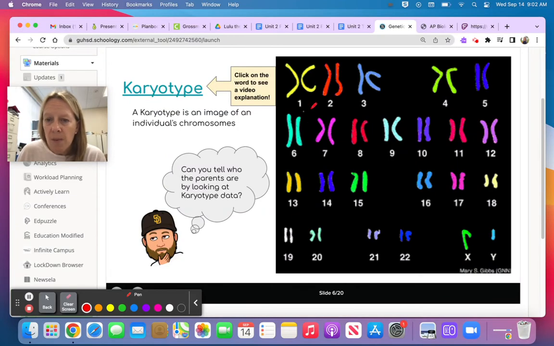So a couple important things here. You can see that there's two number ones, two number twos, two number threes, and so on and so forth. You have 46 chromosomes in every cell, 23 sets, but in each pair, one comes from mom and one comes from dad.